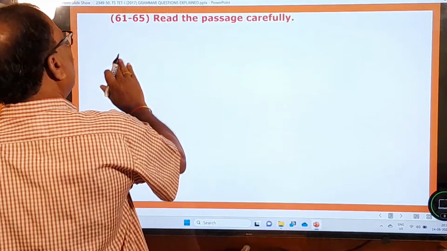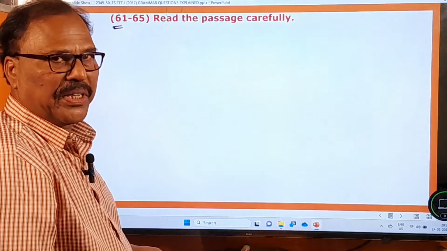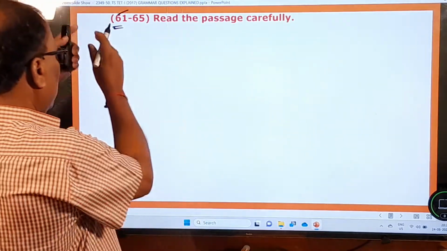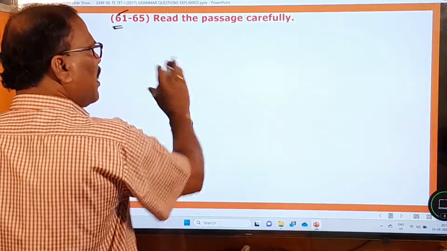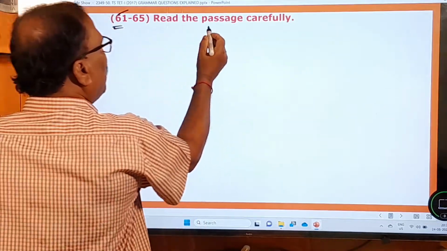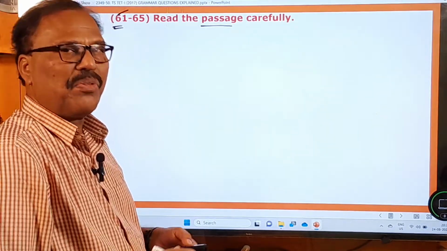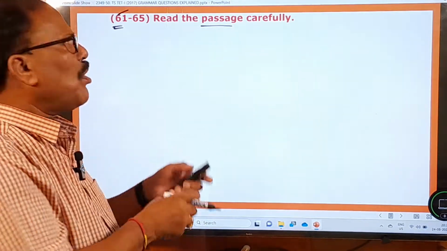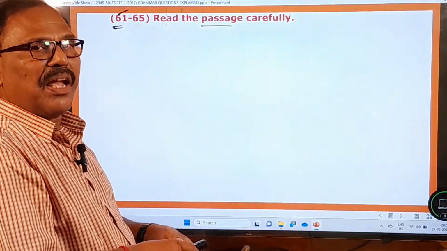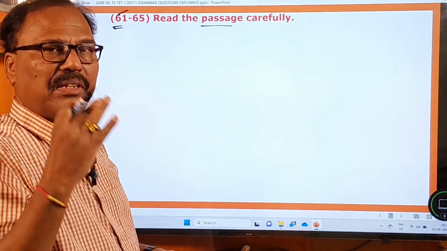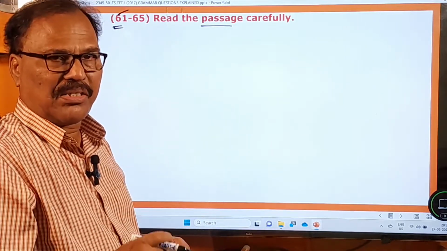Your grammar questions will begin from 61st question onwards, right? All of you know pretty well about that, right? That is the serial number. So at the beginning of the grammar question paper, you have been given a passage. You have to read that passage carefully, understand it, and answer the questions given below that passage, with 4 alternatives under each question. You have to choose the right option or the right answer, right?